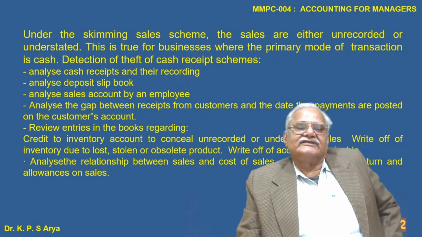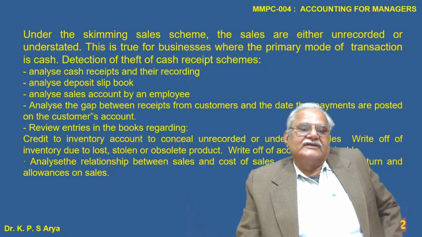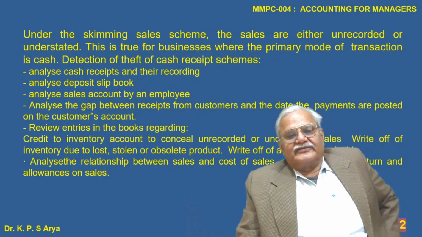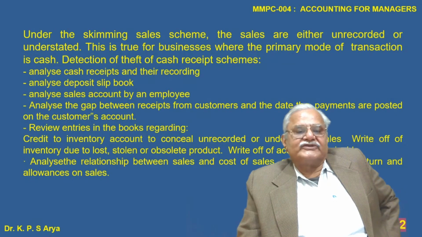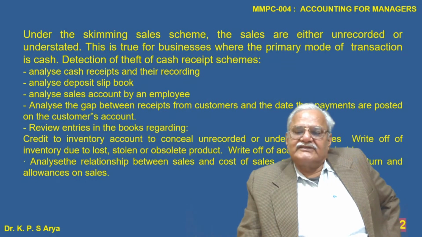Detection of the theft of cash receipt schemes: analyze cash receipts and their recording, analyze the deposit slip book, analyze the sales account by an employee, then analyze the gap between the receipt from the customer and the date the payment is posted in the customer's account. Review entries in the books regarding credit to the inventory account to conceal unrecorded or understated sales, write-off of inventory due to lost, stolen, or obsolete products, and write-off of accounts receivable. Analyze the relationship between the sales and the cost of sales, sales and the sales returns, and allowances on sales.